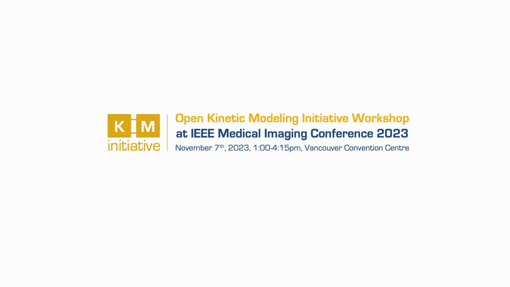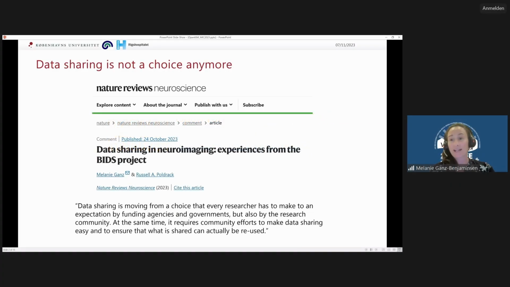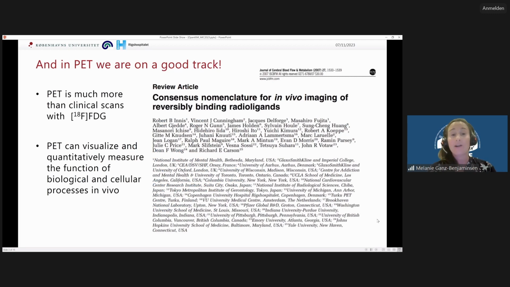So as I was just saying, I don't think that data sharing is unfortunately a choice anymore. We just recapped this in a little commentary here together with Russ Poldrack, and it's actually becoming more an expectation. It's an expectation by the funding agency, but also by the governments that ultimately fund us, but also by the research community. But at the same time, it actually requires these big community efforts to make the data sharing easy for individual researchers, but also ensure that the data that we share can be reused and is not just dumped someplace.